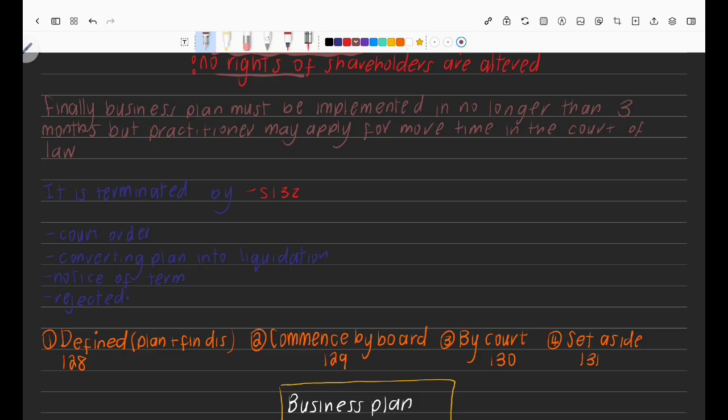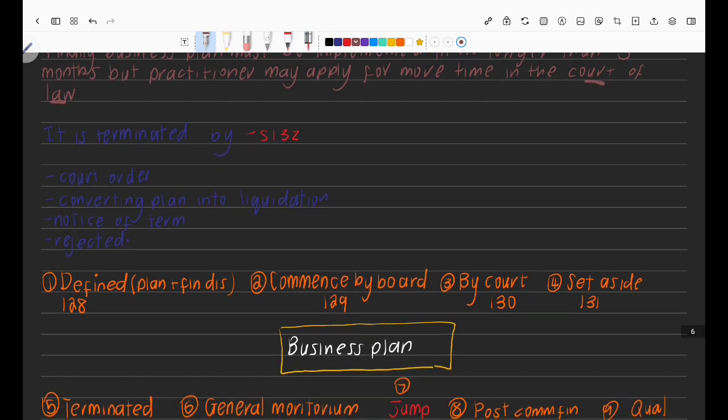And finally, the business plan is implemented. And this should take no longer than 3 months, right? So you will be given 3 months to implement the plan and to see if you can save that business. But if the practitioner sees that they're going to need a bit of time, they can actually apply to the courts to have more time, right?